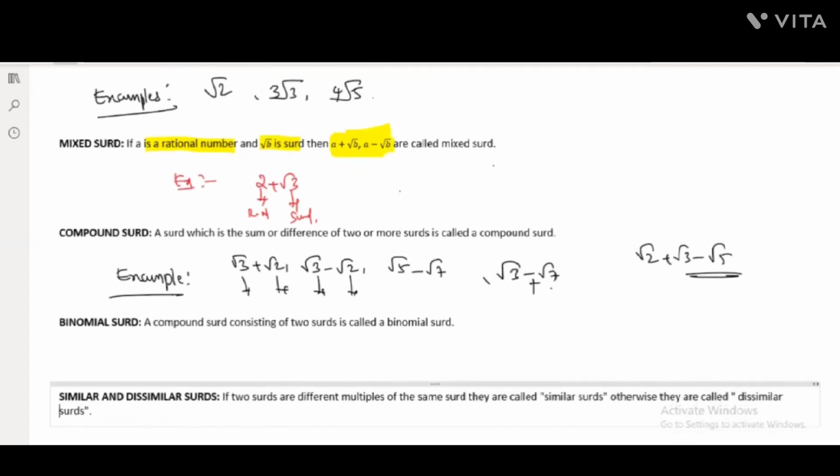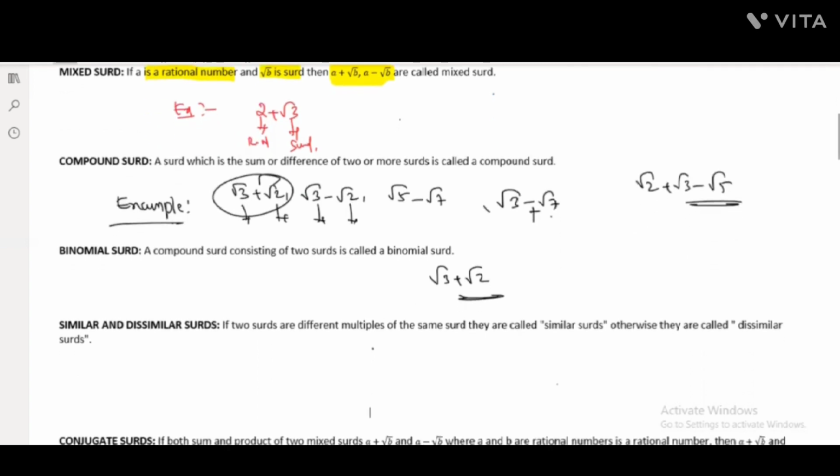Now we come to the binomial surd. A binomial surd is a compound surd which consists of exactly 2 terms. Root 3 plus root 2 is one best example of a binomial surd. In a binomial surd, exactly 2 surds will be present, a combination of 2 terms. So that is the binomial surd.